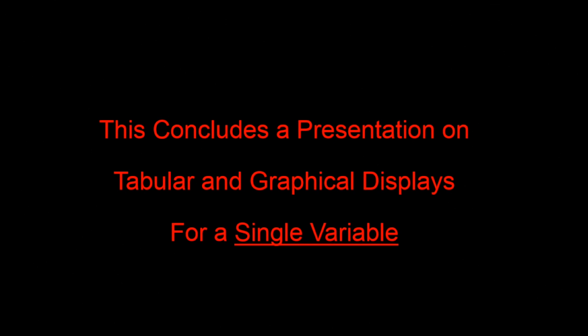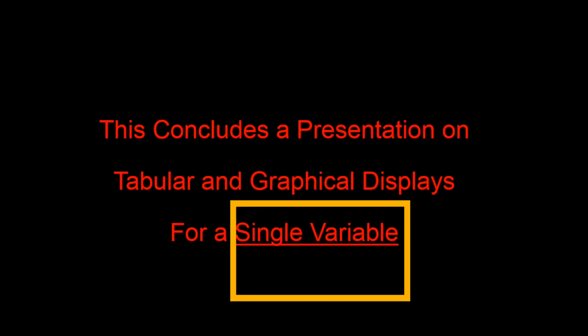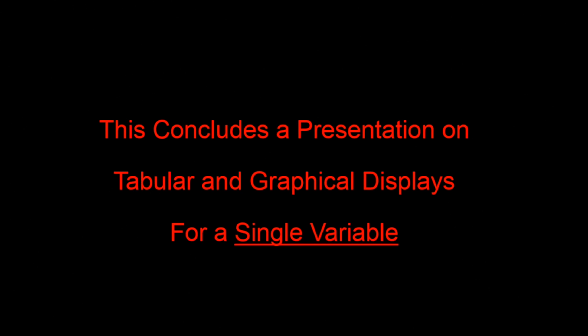This concludes the presentation on tabular and graphical displays. Up until this point, we have only discussed how to present data for a single variable. To understand how to present data for 2 or more variables, please watch my next tutorial on summarizing data for 2 variables, where I will discuss cross-tabulations, scatter diagrams, and stacked bar charts.